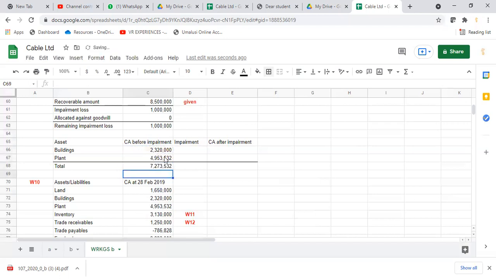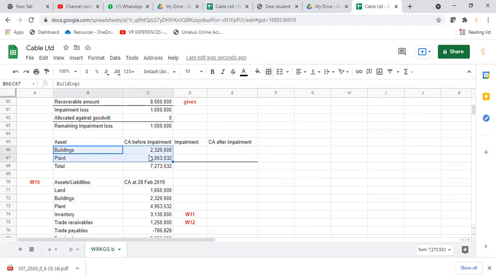So remember, how do we allocate? We first allocate an impairment loss against goodwill as far as possible. Then any remaining impairment loss must be allocated against the assets that fall within the scope of IAS 36. So these assets fall within the scope of IAS 36, so we're going to allocate amongst them.